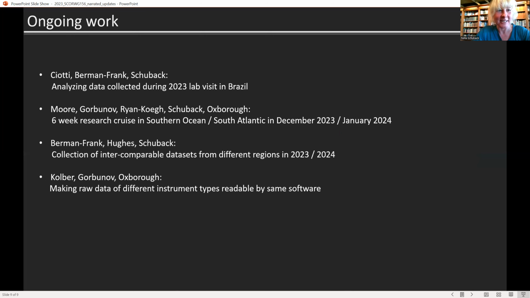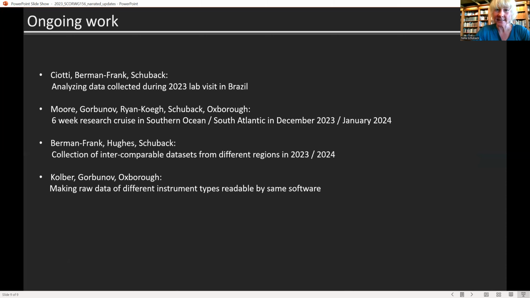Then we do have a little bit of ongoing work still. Obviously, myself and Ilana and Aurea collected a lot of data just last month in Brazil. And we will work on analyzing some of this data and maybe collecting more data out of what we find.